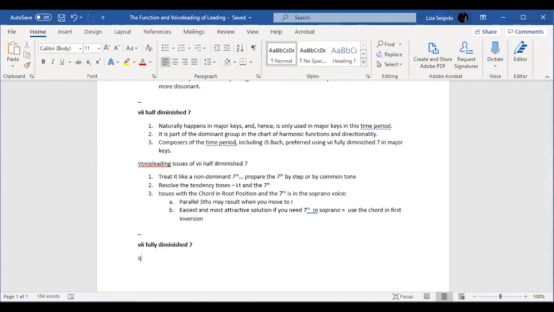It naturally occurs in harmonic minor. You need the raised 7th in a minor key to make 7 fully diminished 7. But once you take that into account, it naturally happens in minor keys, in harmonic and melodic minor. But composers of this time period used it both in major keys and in minor keys. Even in major keys, it was preferred over 7 half diminished 7.